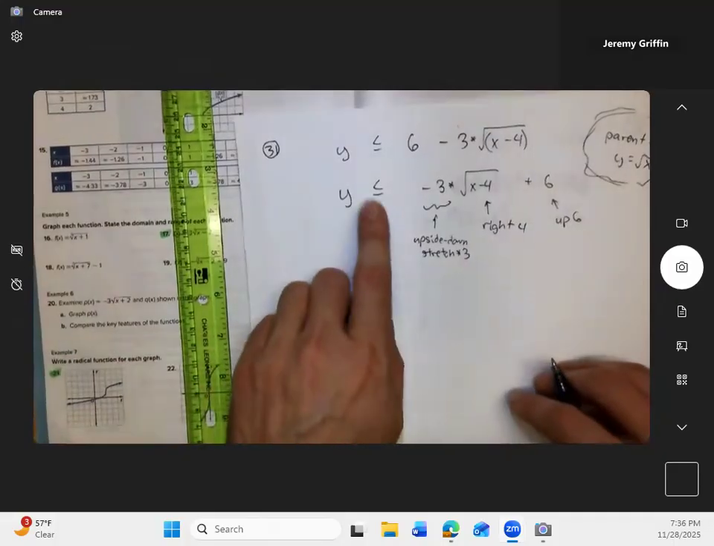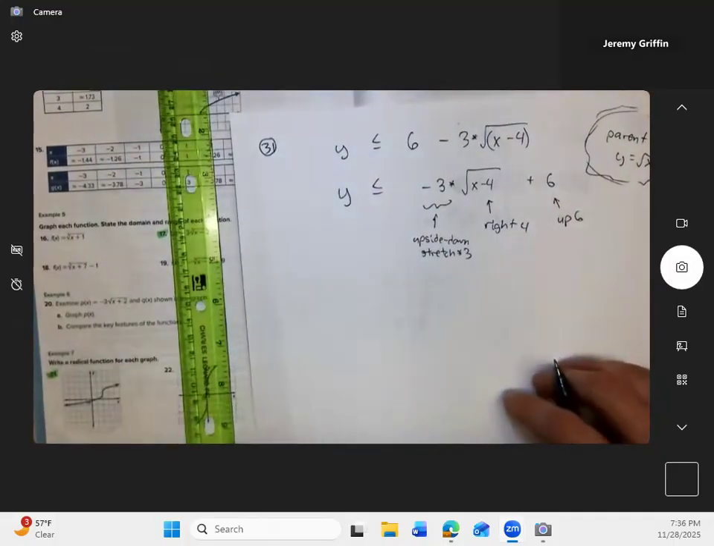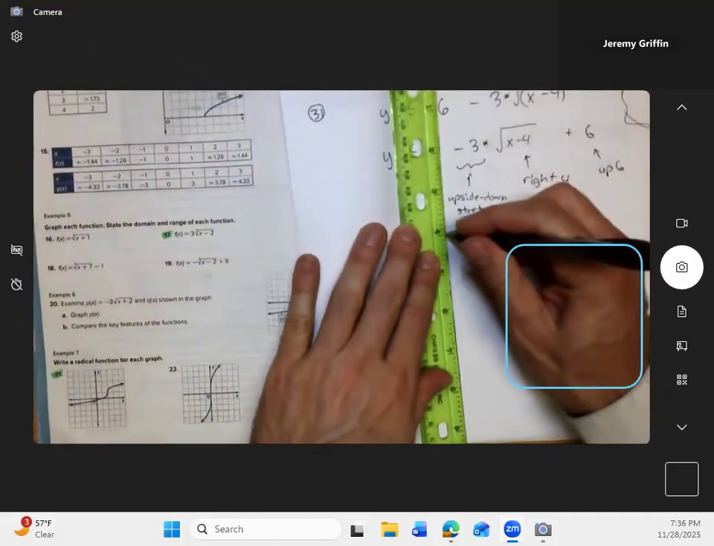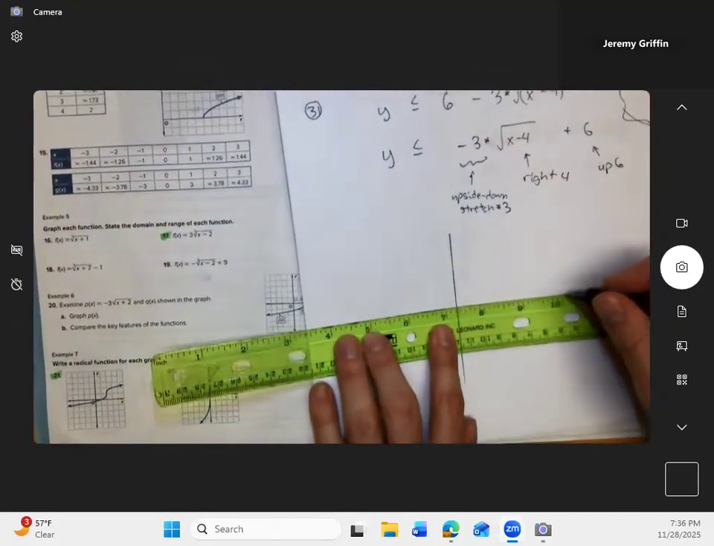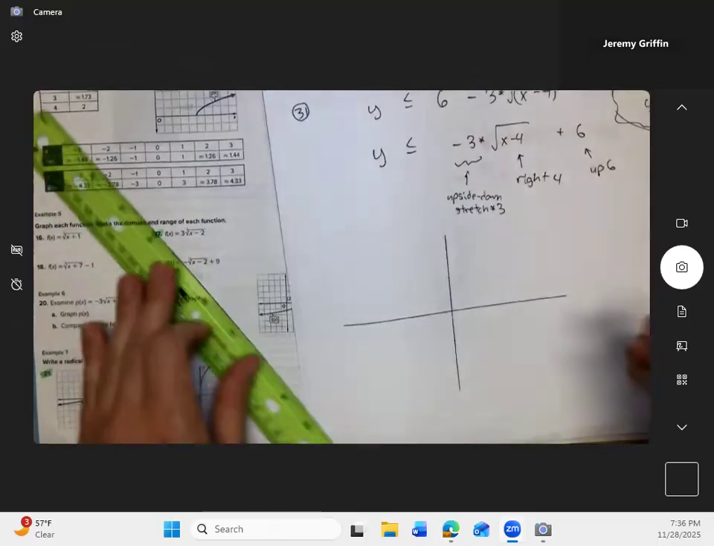Okay. Now keep in mind, we're also going to shade part of this graph. So we've got to draw the graph first as if it was equal to, and then say, well, actually, it could be less than that. Right? So all that would be true.